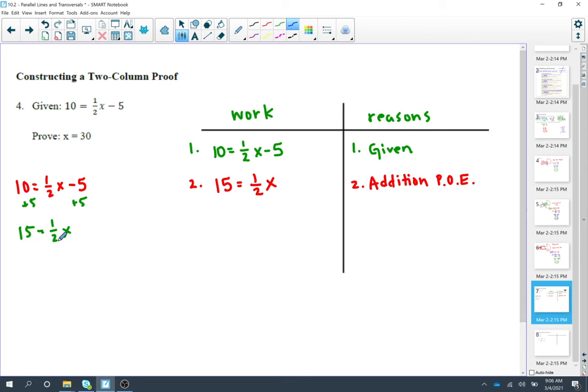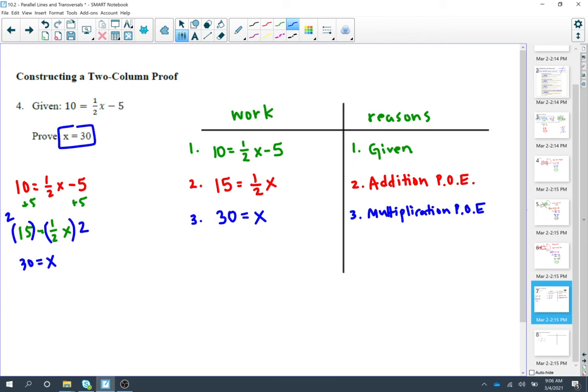Then I'm going to come back over to my work and I'm going to say, okay, well, I have to get rid of 1/2. So I'm going to multiply both sides by 2, which is going to get me 30 equals x. So then step 3, I'm going to write 30 equals x. And the reason was because I multiplied both sides of the equation by 2, so that is the multiplication property of equality.